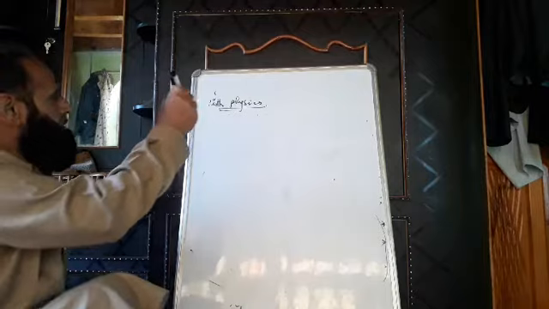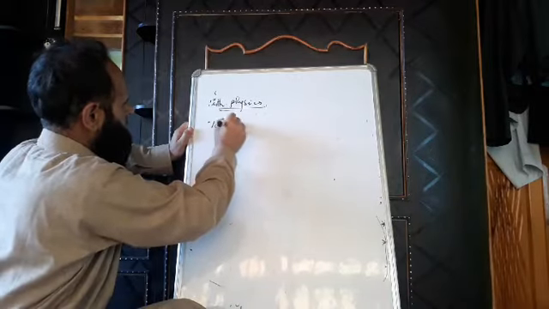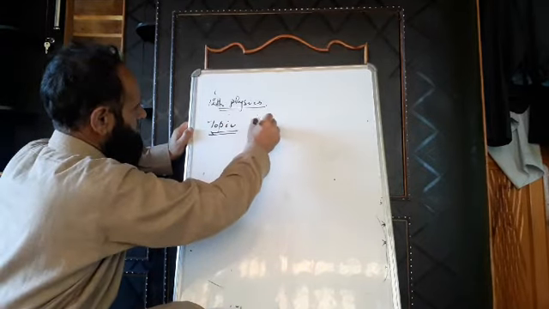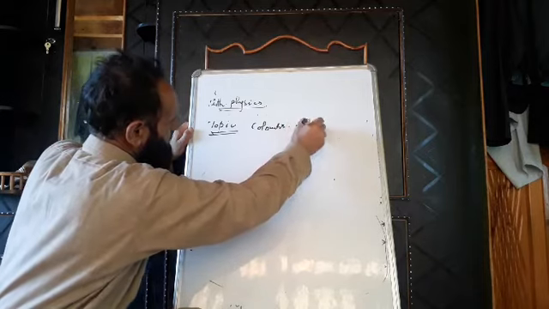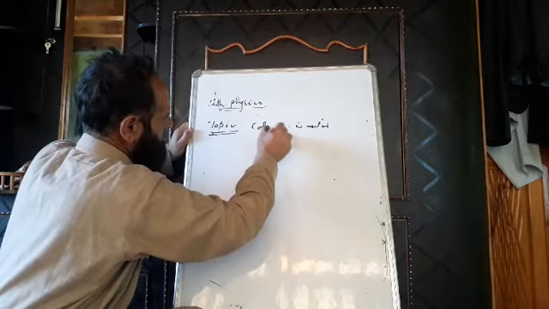Bismillahirrahmanirrahim. Class 12th physics. Today's topic is Coulomb's law in vector notation.